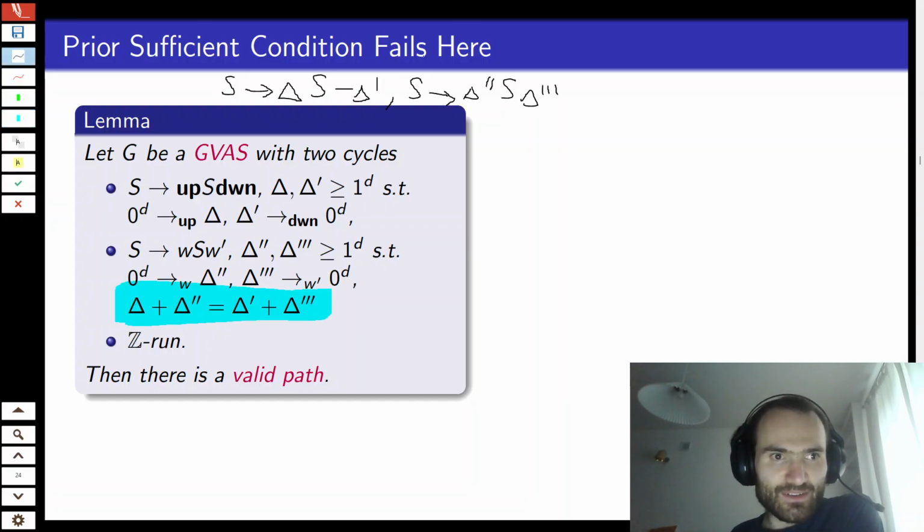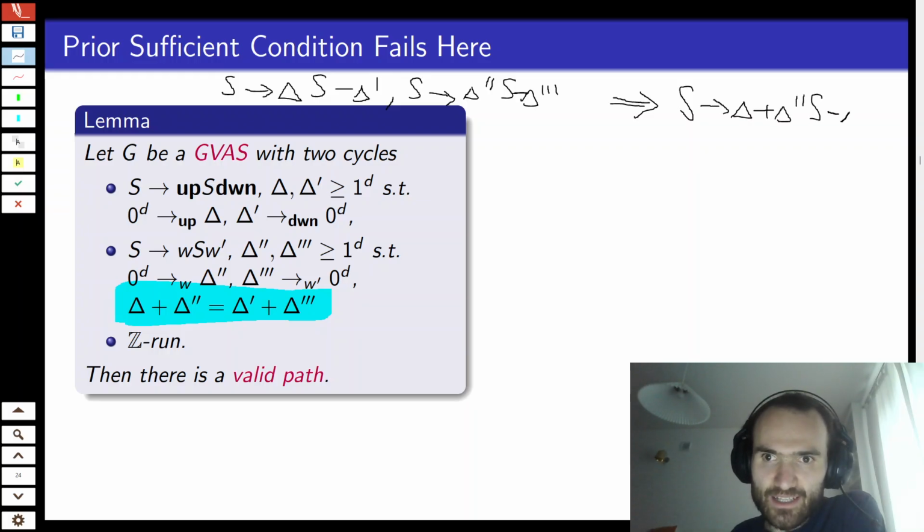So why does it work? Well, if you put these two cycles together, then you get S goes to delta plus delta prime prime S and minus delta prime minus delta prime prime prime. Okay, I literally just composed the two cycles. This is just a composition of the two cycles.